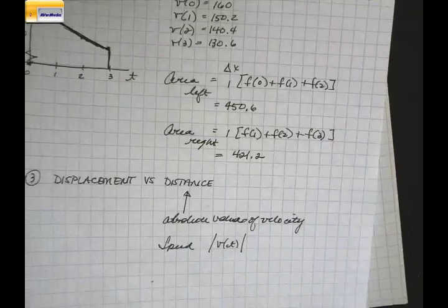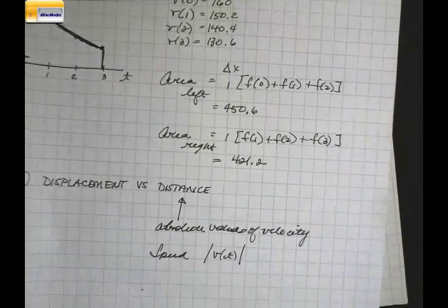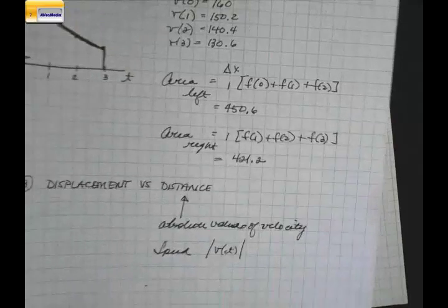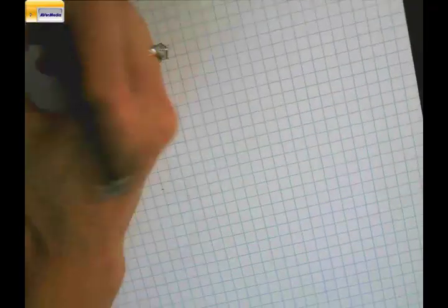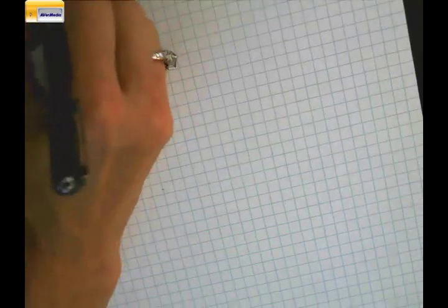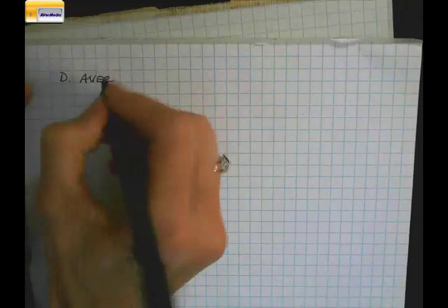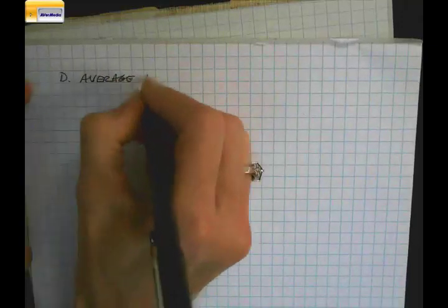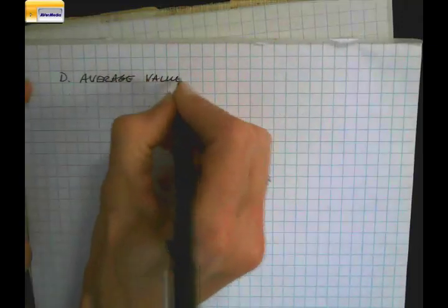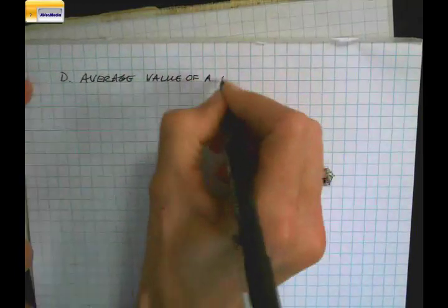Now, another concept that's in this section, which is not a difficult one, but keep the vision in your mind of what the concept is rather than just the algebra you're involved in, is called the average value of a function. I think this is part D. The average value of a function.